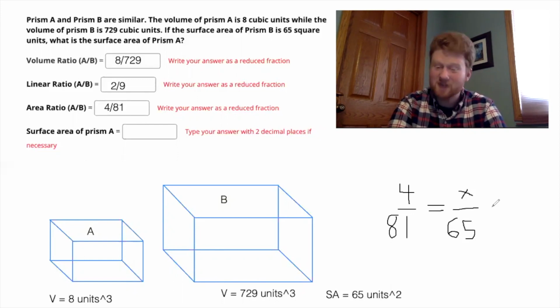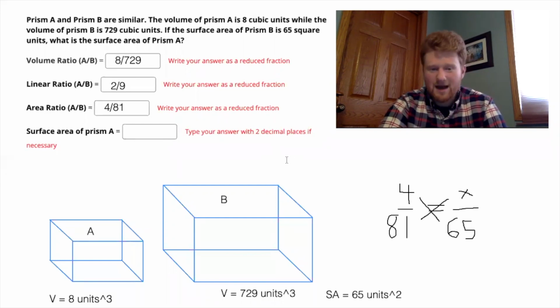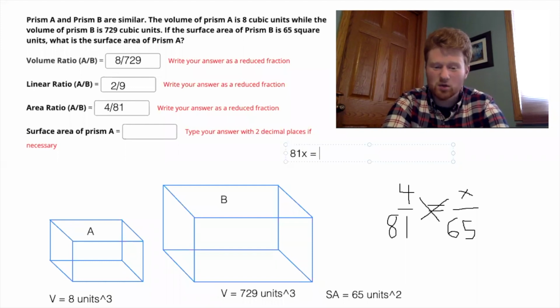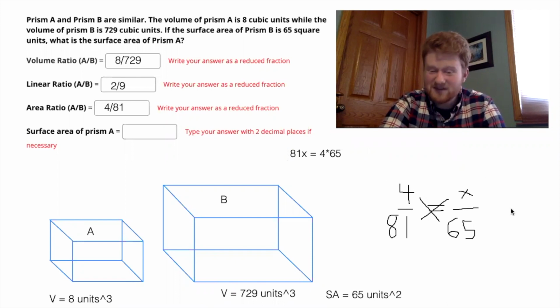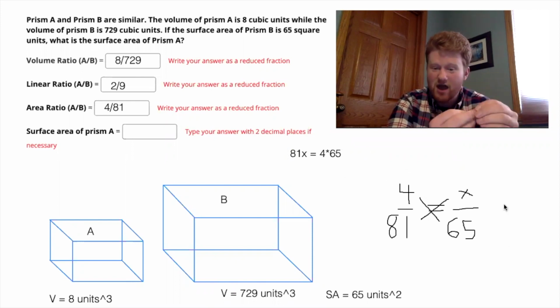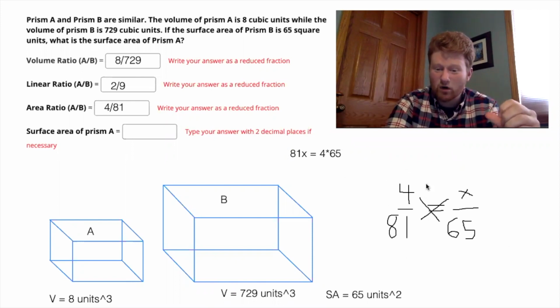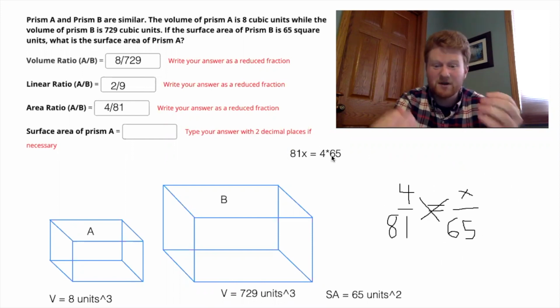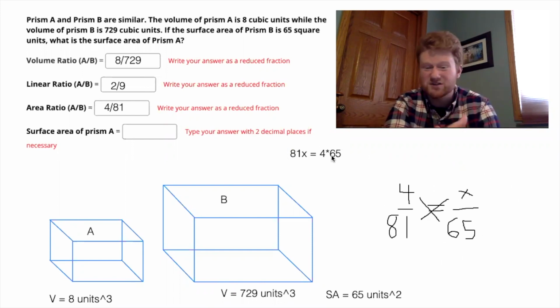And I bet you know how to solve this. When you have a proportion set up in this manner, we're going to cross multiply. So we're going to multiply X and 81 and set it equal to 4 times 65. I'm going to move it over here so we have room. So we're going to get 81X equals 4 times 65. So this is how we set up our proportion. Once we have that ratio and we have an unknown quantity, we're going to cross multiply, and get this. But now we just have an equation, and all we need to do is solve.